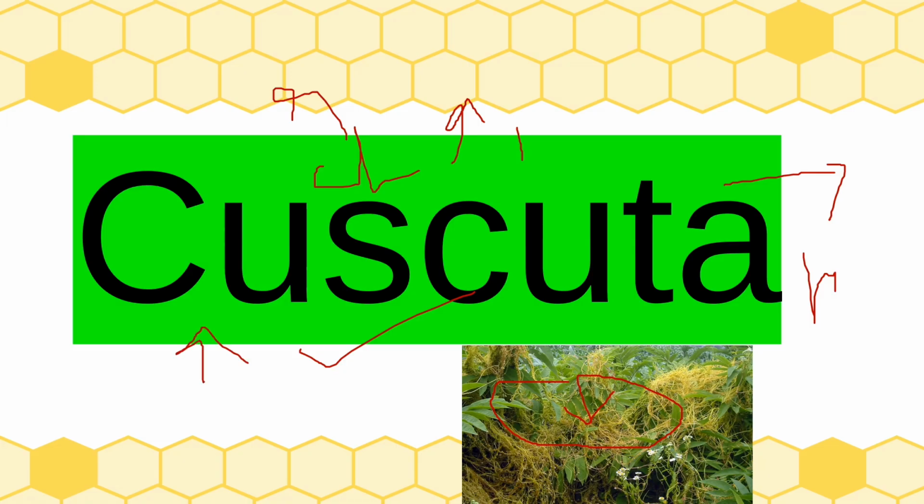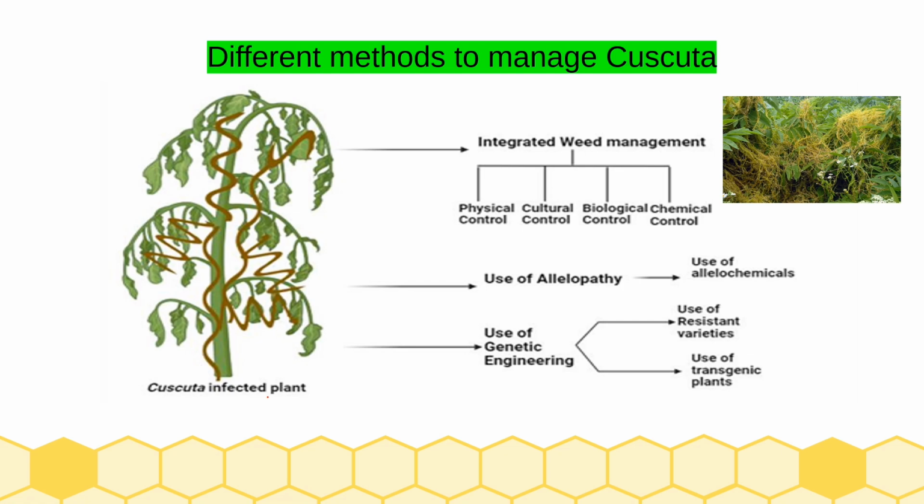It's a complete stem parasite. It completely parasitizes the host plant. It forms haustoria which enter the plant body and absorb water and nutrition from the plant, and this causes it to dry. Then how to control Cuscuta?